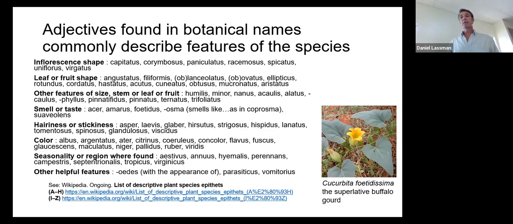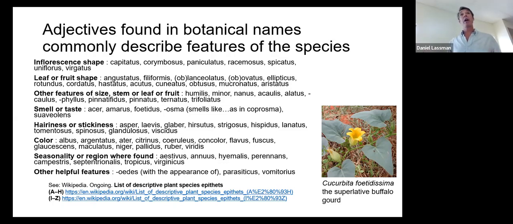Amaris means lovely. No, actually means bitter too. Fetidus you might guess means fetid, which is a stinky smell. So Cucurbita foetidissima is using a superlative adjective, the most fetid gourd, the buffalo gourd. It's astoundingly smelly. It smells like sick people.